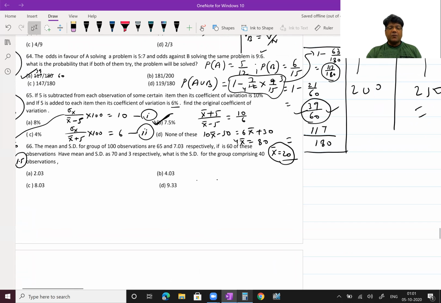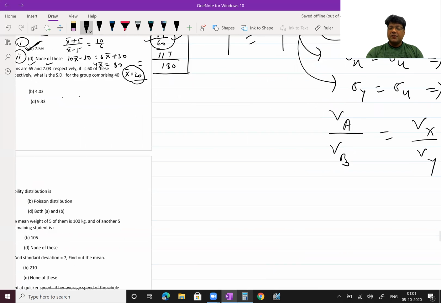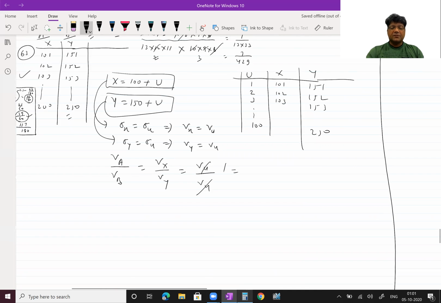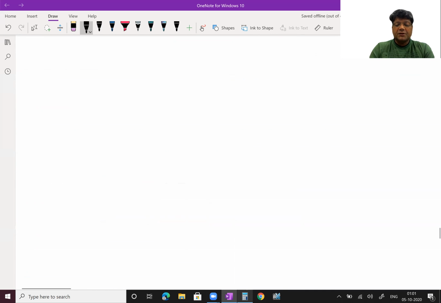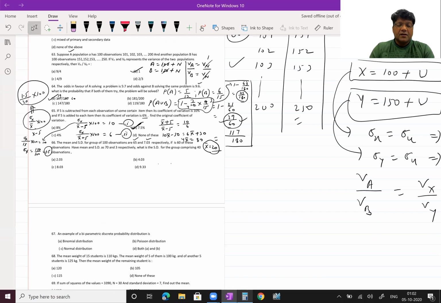Look here. Mean and SD for a group of 100 observations are such and such. 60 of these observations have this mean, and what is the SD of the group of 40? Actually, guys, it's a combined standard deviation question. Combined standard deviation question. What I'll do here, this question number is 66. Mean and SD of 100.